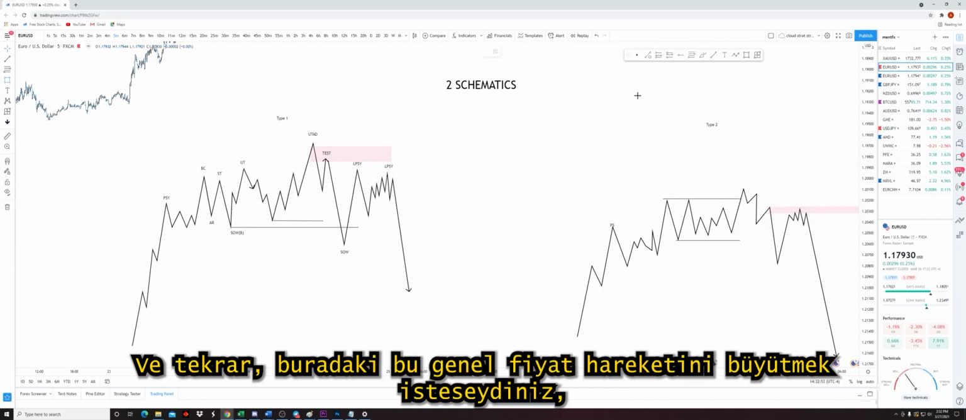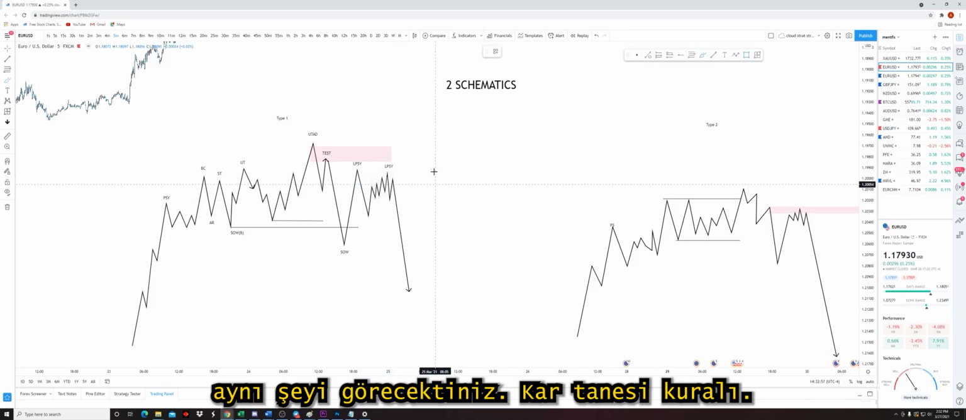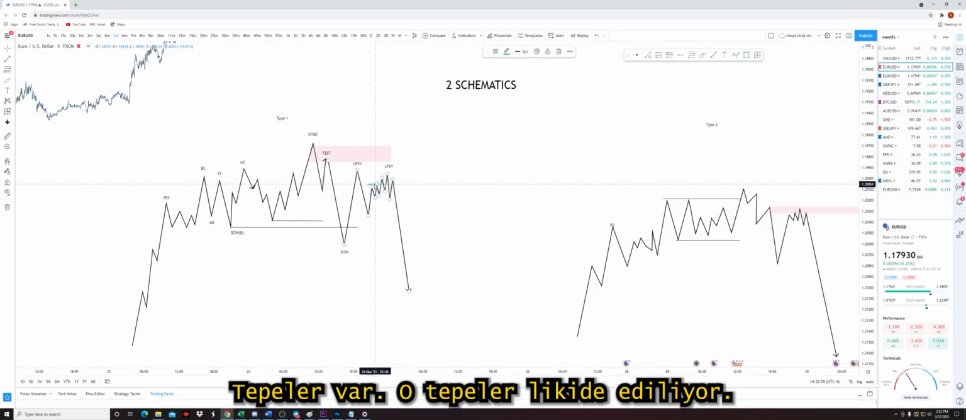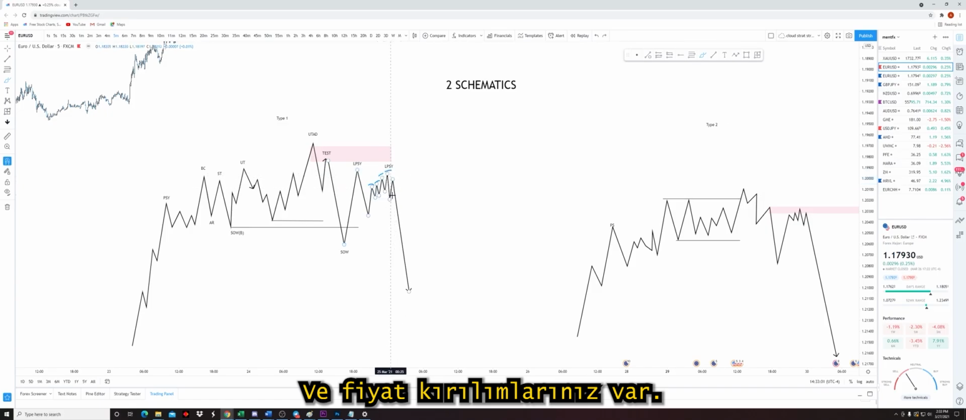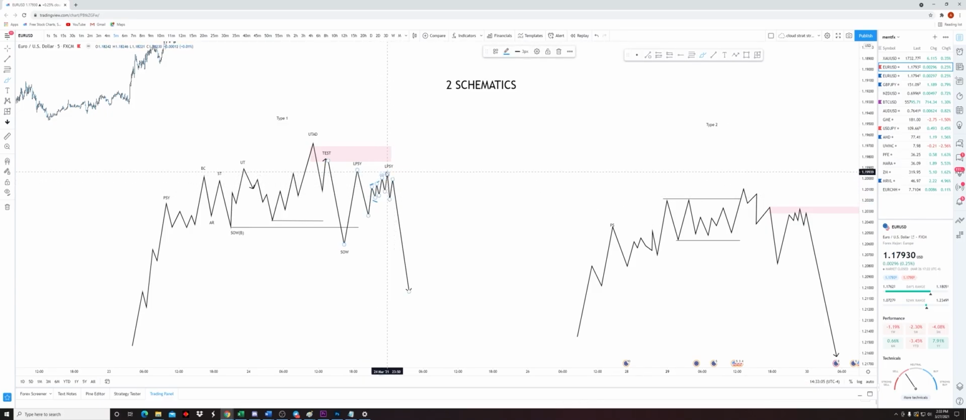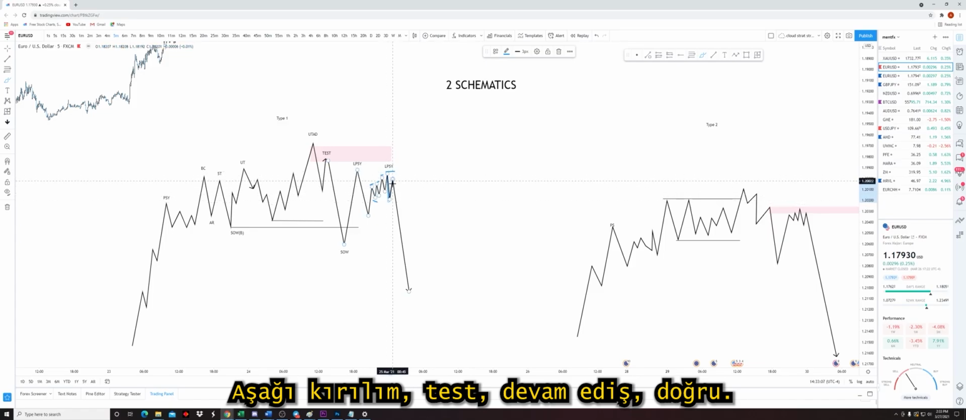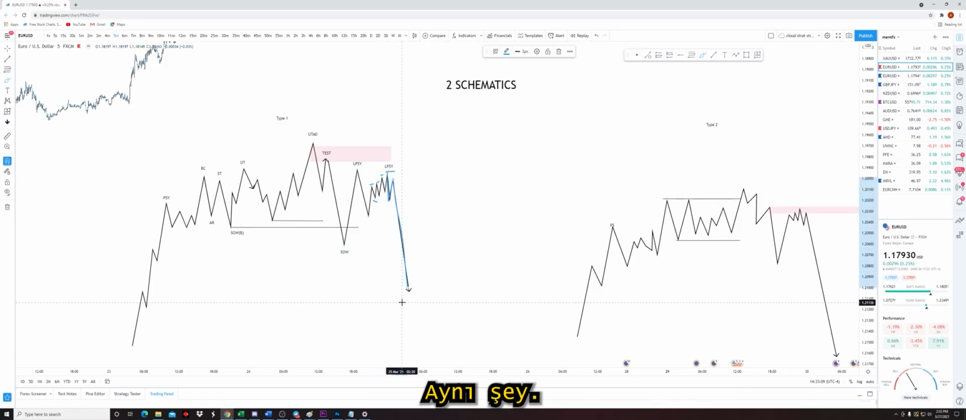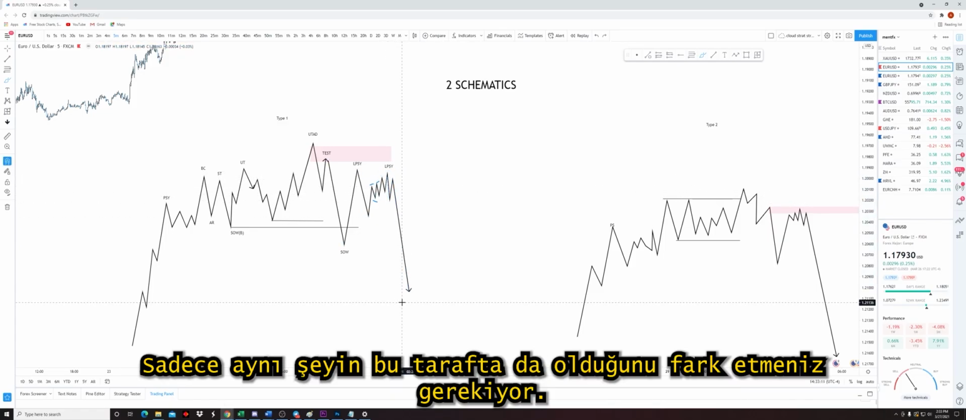Similarly, you have your LPSY. And again, if you wanted to enlarge this overall price action in here, you are going to see the same thing, the snowflake rule. There are highs, those highs are liquidated, and you have breakdowns in price. You have the buying climax, AR, ST, upthrust, UTAD, breakdown, test, continuation, right? Same thing fractally, okay? You just need to recognize that.